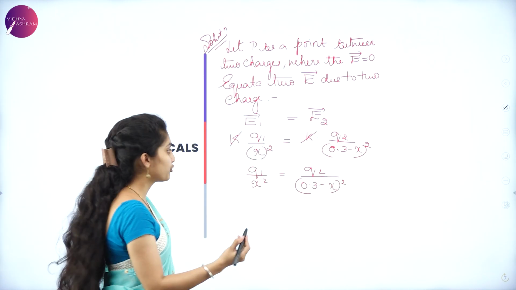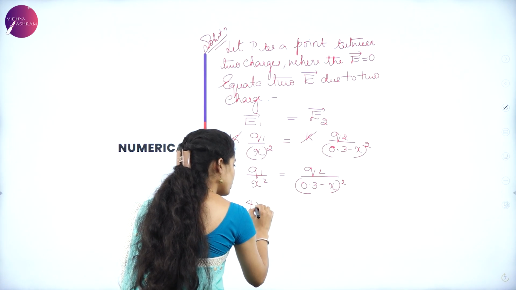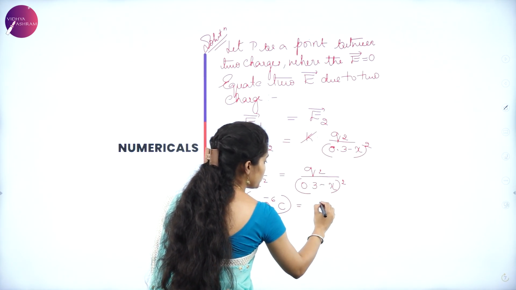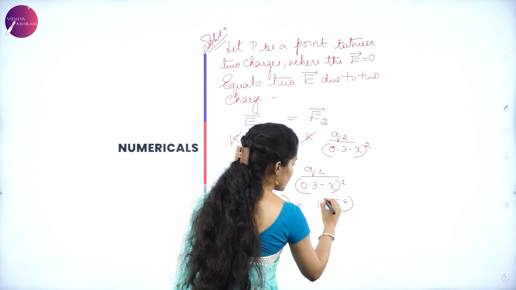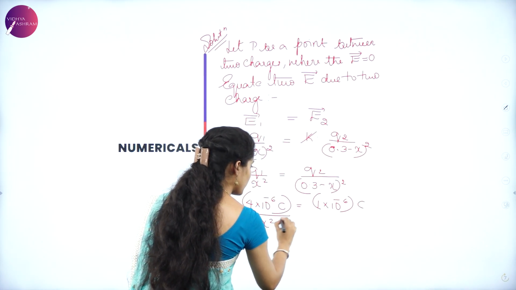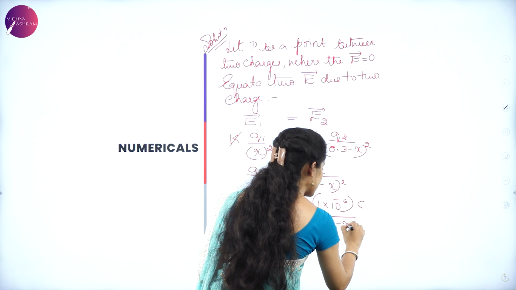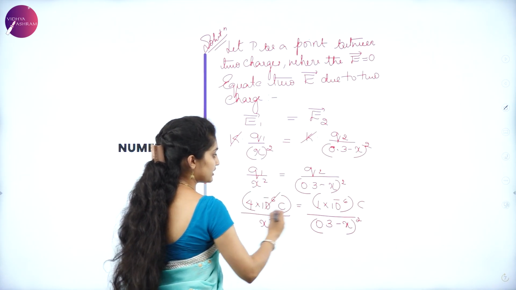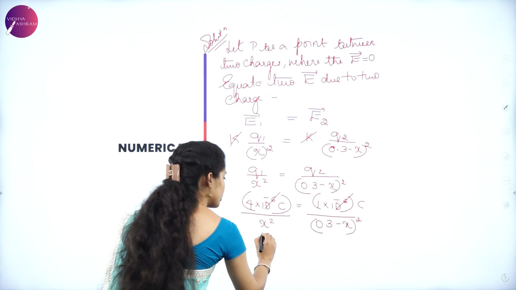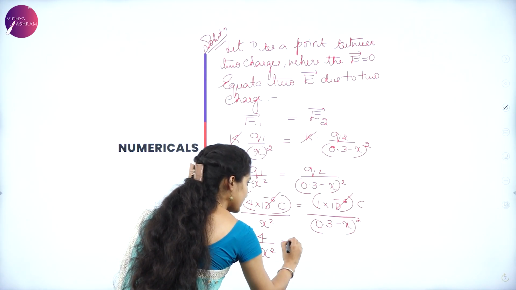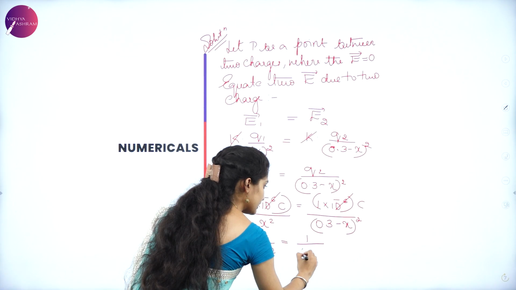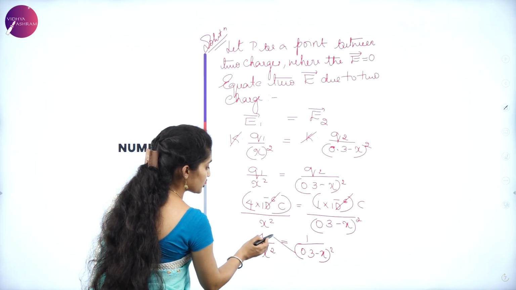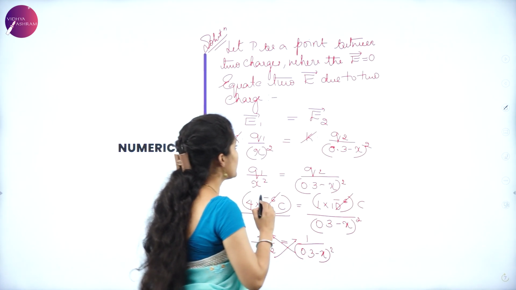So what is your value of Q1? Q1 is 4 microcoulomb, which is equal to Q2, which is 1 microcoulomb, divided by x square divided by 0.3 minus x the whole square. So again your power cancels, 10 raised to minus 6 cancels with 10 raised to minus 6. So what remains is 4 by x square is equal to 1 by 0.3 minus x the whole square. So on cross multiplication, this goes with this and this goes with this.